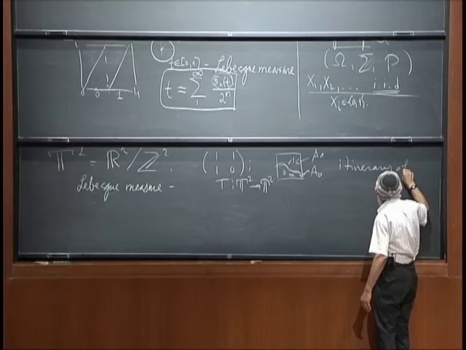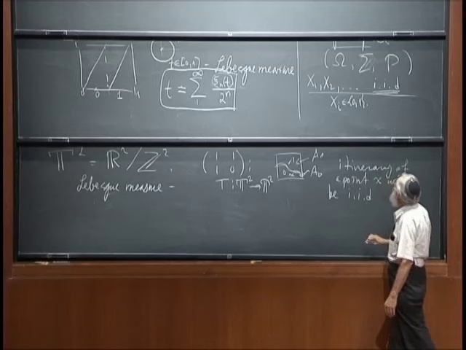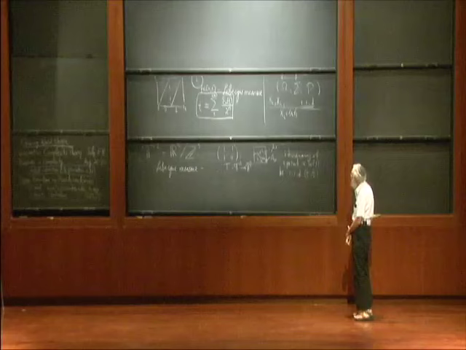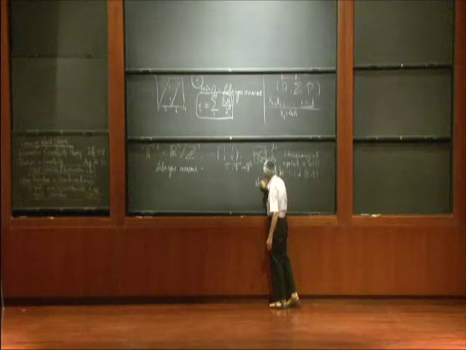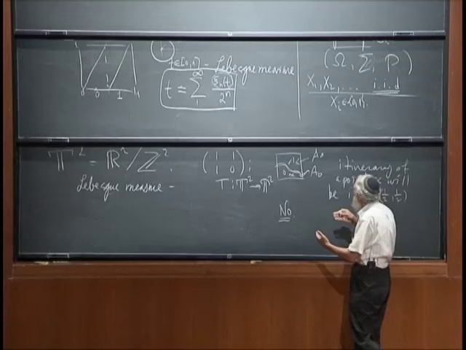of a point X will be IID, a half? You might ask this question. And it turns out that the answer is no. You can't get this much randomness here, because of a notion of entropy.